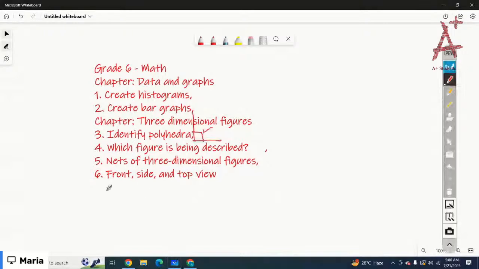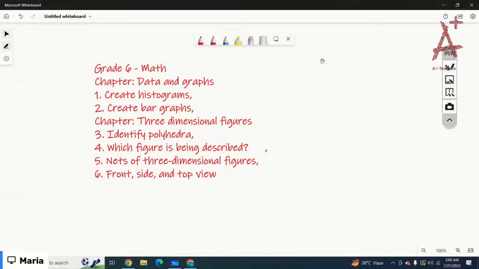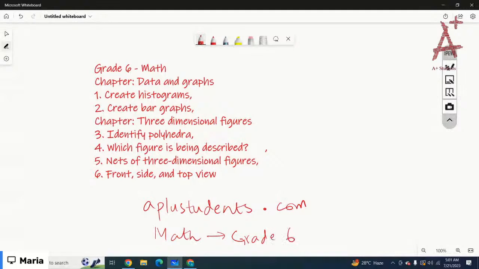You can find all the lessons on aplusstudents.com. You have to log in there using your email address and password as provided by the administrator. Then you have to select math from the subject tab. Scroll down to grade 7, grade 6 and click on view all lessons. So there you can find a list of the chapters.